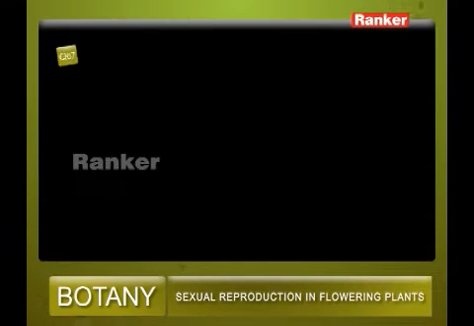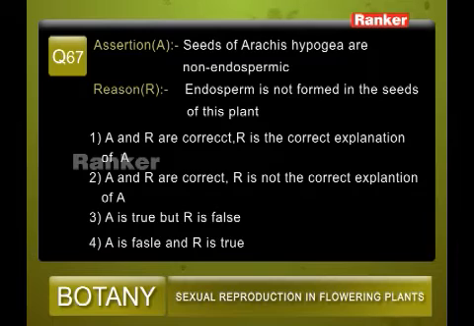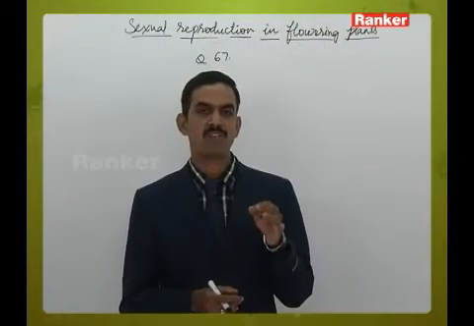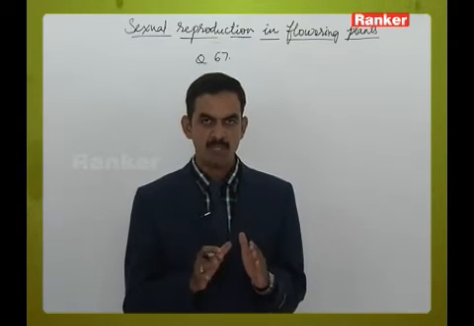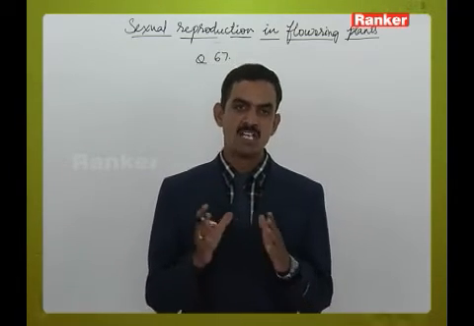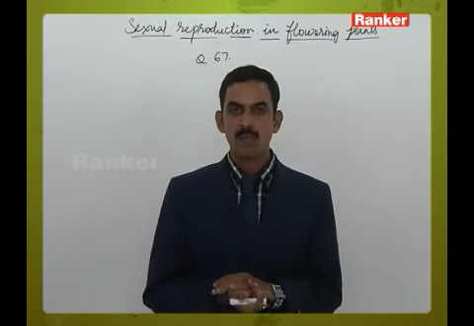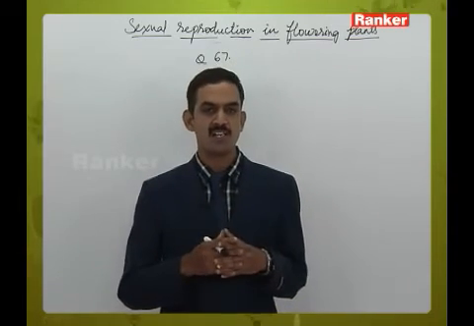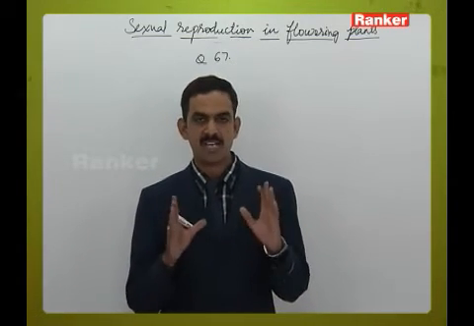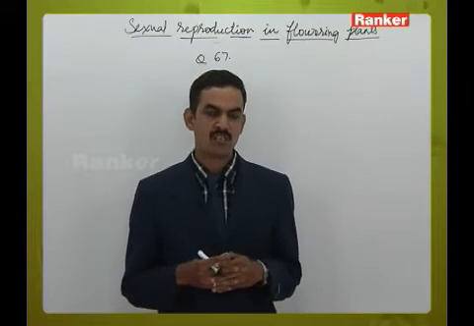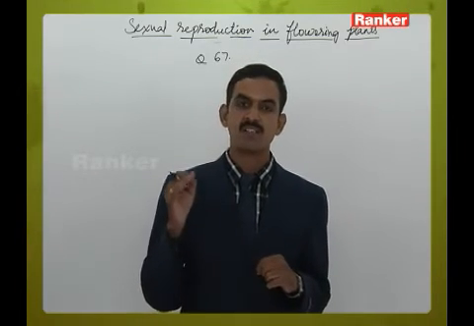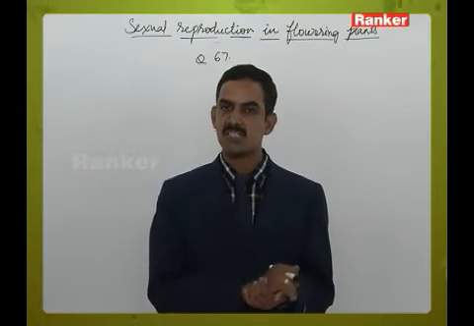Question number 67, assertion: Seeds of Arachis hypogea are non-endospermic. Reason: endosperm is not formed in the seeds of this plant. Okay, in the assertion statement, seeds of Arachis hypogea are non-endospermic. The meaning of non-endospermic is the endosperm is formed as a result of double fertilization or triple fusion, but that endosperm is completely consumed by the developing embryo by the time the seed ripens. So such a condition is called as non-endospermic condition, and of course Arachis shows that character, that is seeds are non-endospermic in their nature. That means the statement that has been given in assertion is correct.